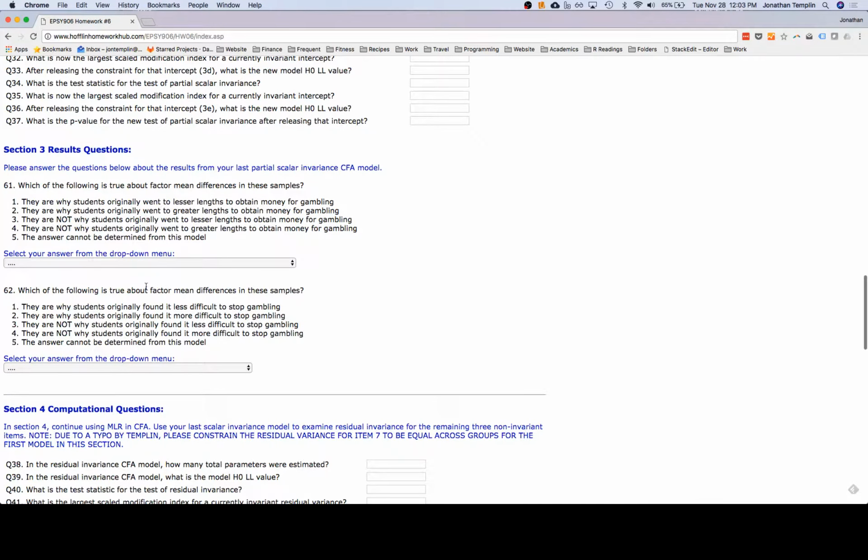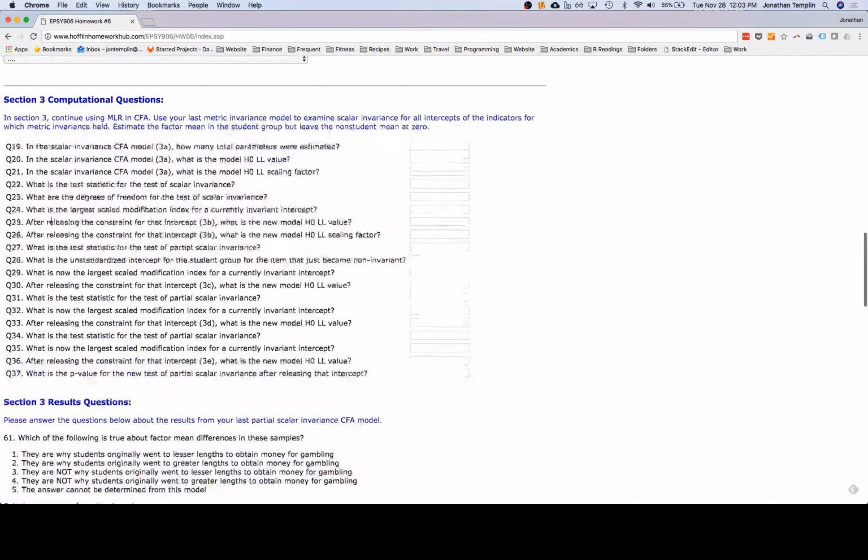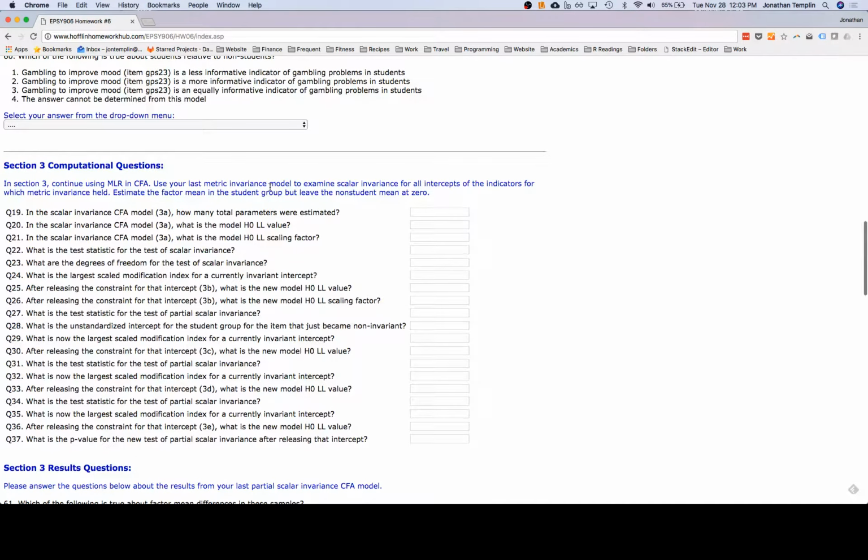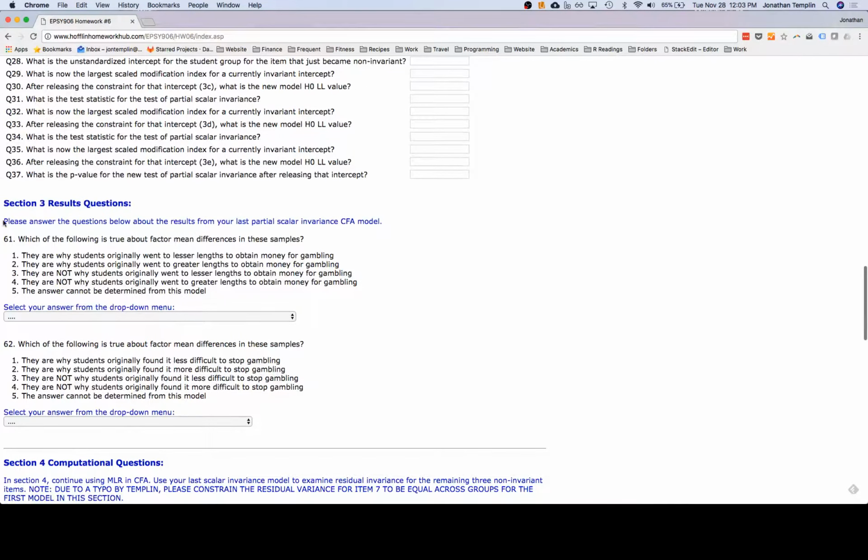This is section 3 results. What is true about the following mean differences? Which of the following is true about the factor mean differences of these samples? So section 3 is the metric invariance, so looking at the invariance for intercepts.